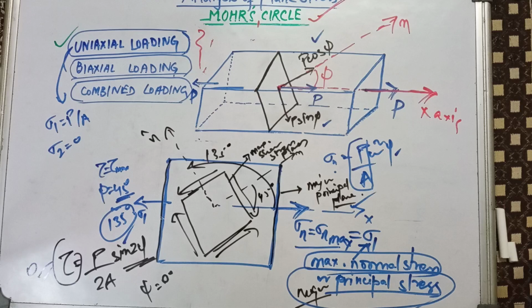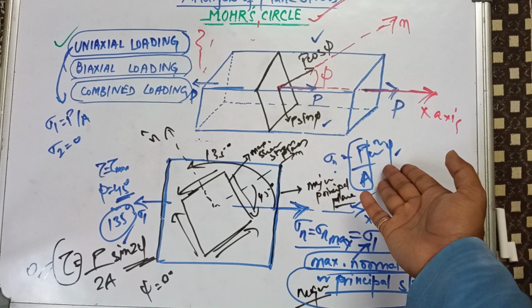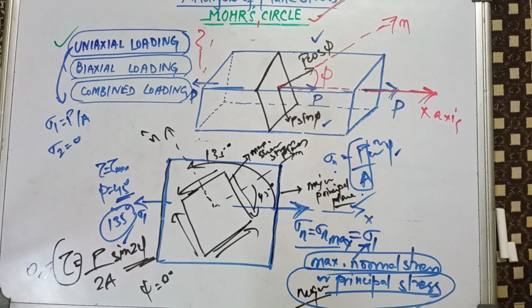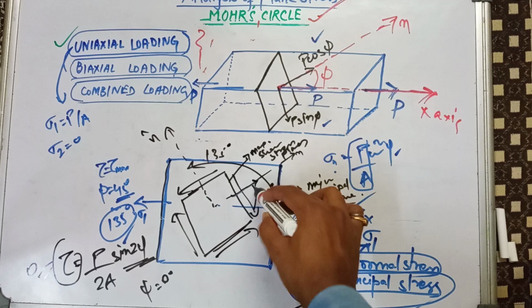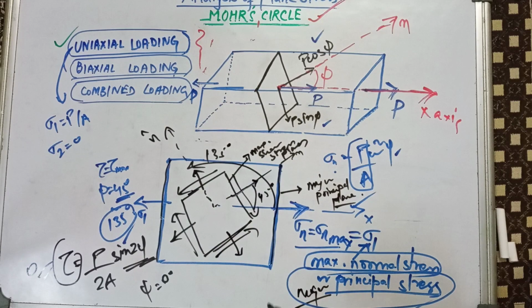Now, somebody may raise a question: sir, at the plane where shear stress is maximum, what about the normal stress? There may be normal stress. What is the value at the plane where the shear stress is maximum? Phi equals 45 degrees and phi equals 135 degrees. Put phi equals 45 over here. Sigma is not becoming 0. Sigma is having some value. So at the plane of maximum shear stress, there is shear stress, but there is also some normal stress acting. Is it clear? There is some normal stress acting.